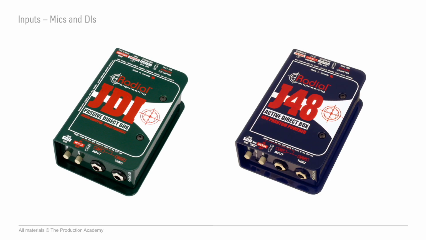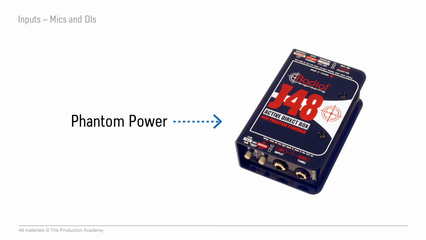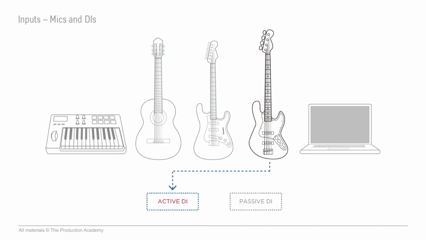Just like condenser mics, active DIs need phantom power, although some can be run on batteries. Active DIs do tend to be more expensive than passive DIs, but this doesn't mean they're better for every situation. The low frequencies of active DIs are usually smoother and deeper, so many people use them for bass guitars or other instruments with low frequencies.